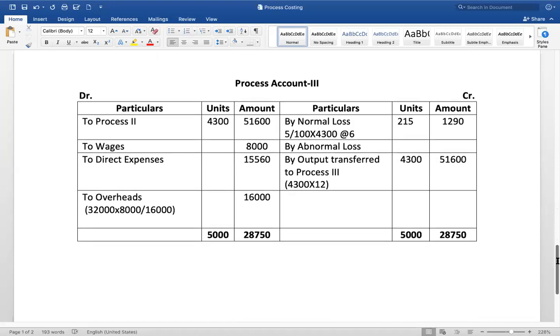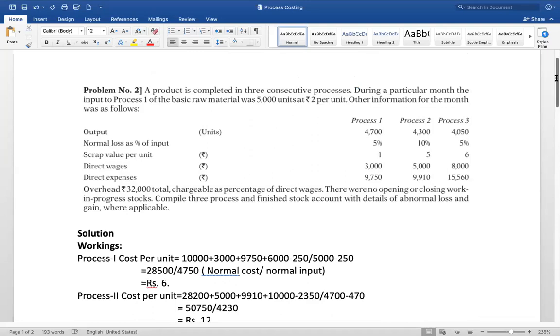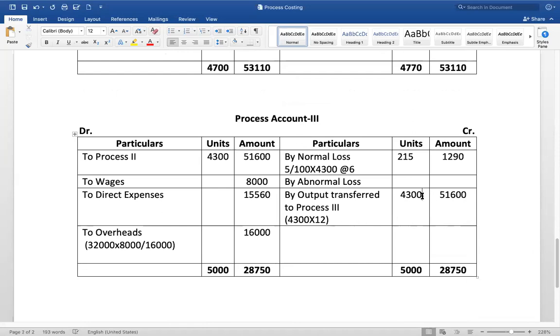And what is the output in process 3? The output in process 3 is 4,050. And there's a normal loss here. So 4,050 plus 215. How much? 4,265. Yes, sir, 4,265 is the value.